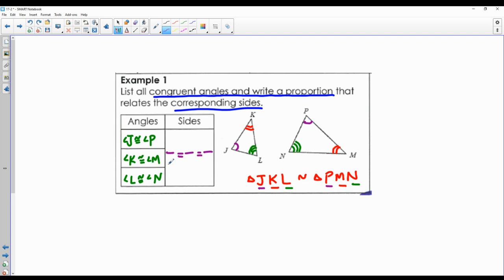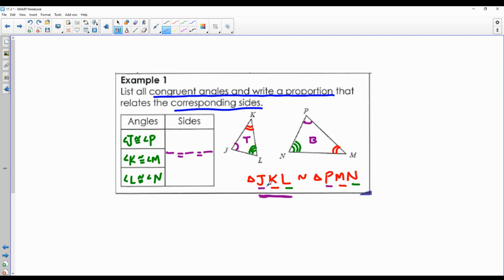So what I'm going to do is call one of these triangles the top triangle and one of them the bottom. And it doesn't matter which one. It might, if they ask you for scale factor, the triangle that they do first you're going to want on the top. So that's why I'm going to go ahead and write it on the top. For this thing, it doesn't matter, but later on it will.